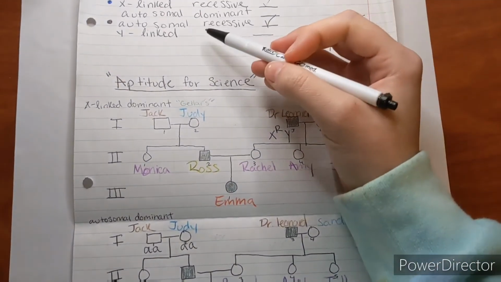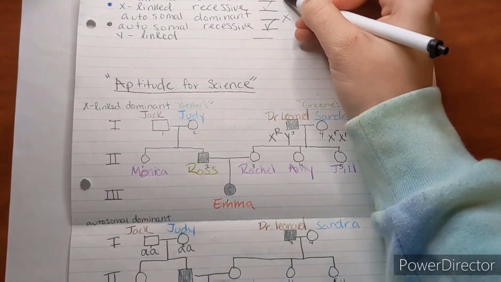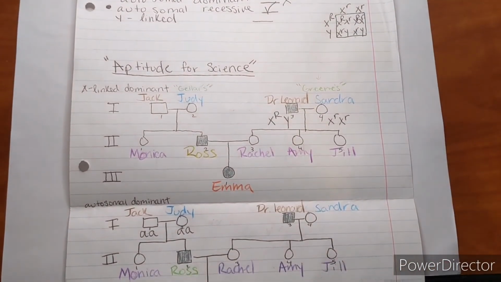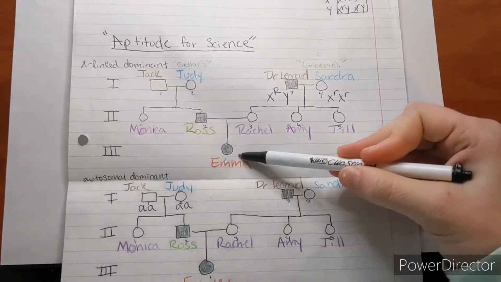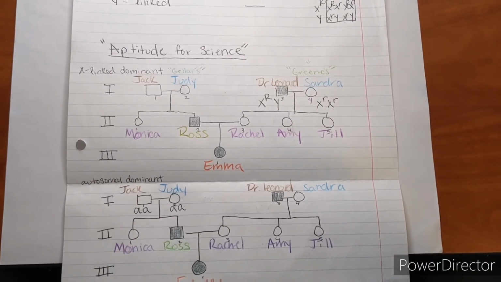Lastly, if we look at Y-linked, so these are not working. In order for Y-linked to work, every male would have to have the trait. And since Emma has the trait, which is a female, this would not work.